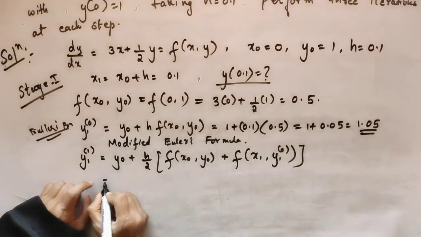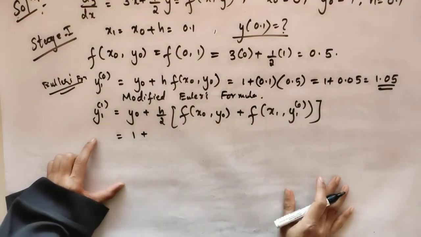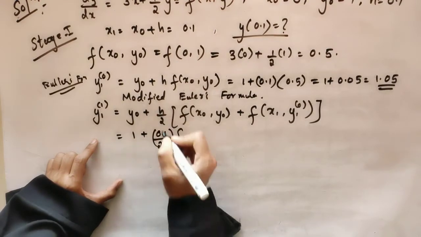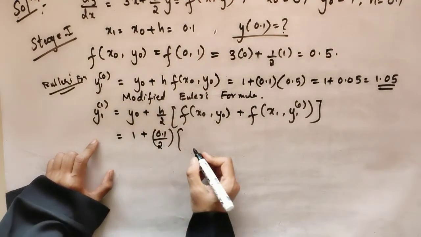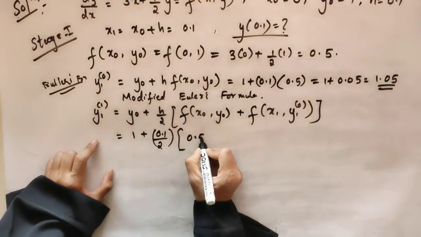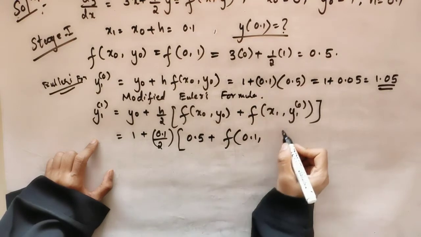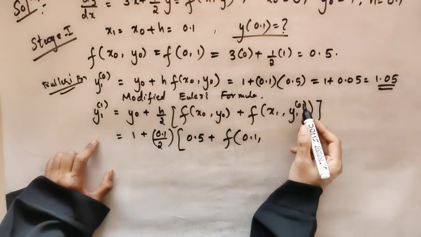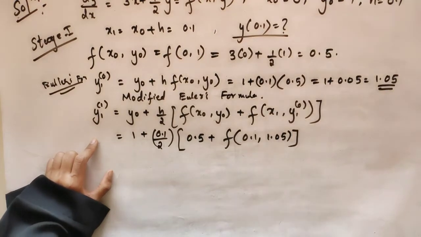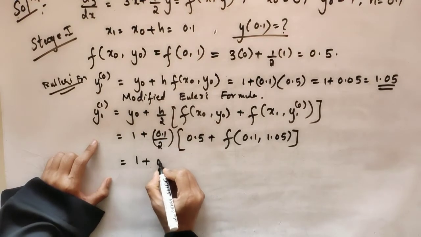Now this is equal to, what is y0? 1. What is h? H is 0.1, so 0.1 divided by 2. F of x0 y0 we have just now found, it is 0.5. Keep it as it is. Plus f of x1. x1 is 0.1. y1 initial approximation is 1.05. Write that as well. So this is equal to 1 plus 0.1 by 2, it's 0.05.